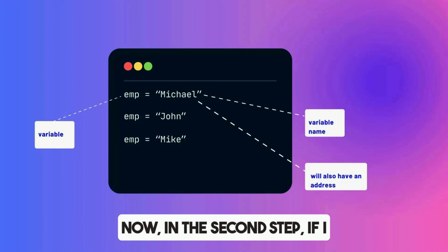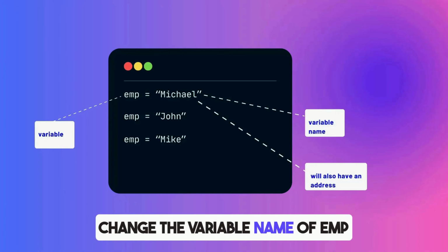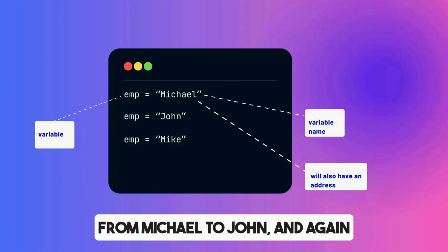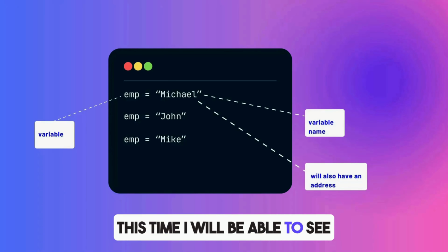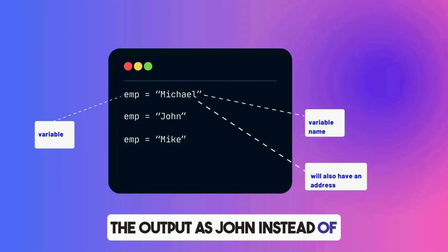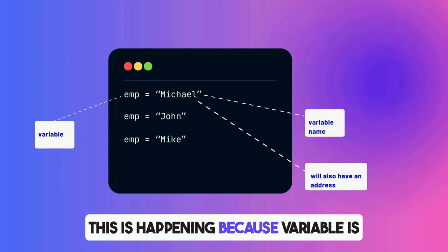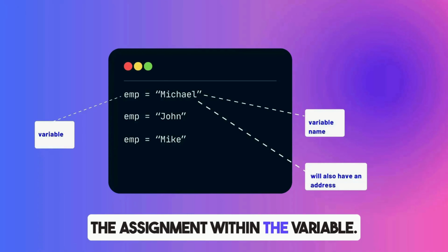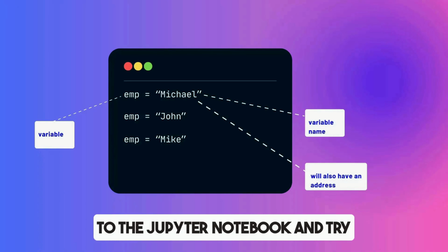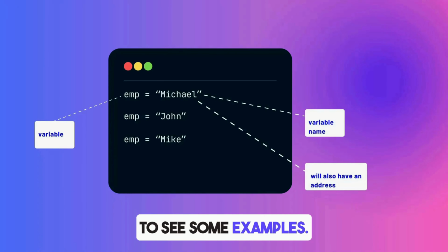Now in the second step, if I change the variable name of EMP from Michael to John and again try to print the output for it, this time I will be able to see the output as John instead of Michael. This is happening because a variable is a temporary storage and we can change the assignment within the variable. Now we will go back to the Jupyter Notebook and try to see some examples.